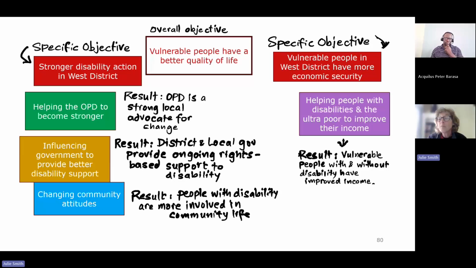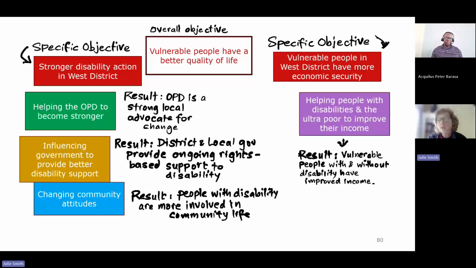Result 3 is people with disability are more involved in community life. And then the other result is vulnerable people with and without disability have improved income. So they're the results that you want. The specific objectives that you've got here, they're already written as objectives. So you want stronger disability action in West District and vulnerable people having more economic security. And then the overarching objective is that vulnerable people have a better quality of life.